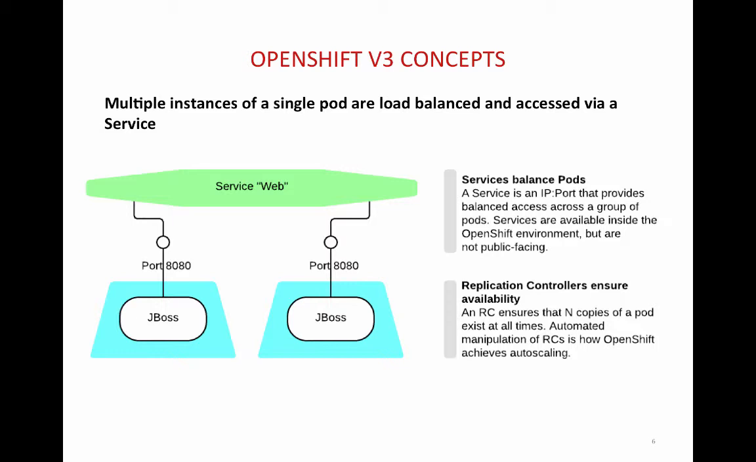There is another concept called a service, which load balances a group of pods of the same type together. Think of it as multiple instances of a single pod. They are all load balanced via the service. Each pod gets a label, and a service would use a label. In this case, web is the label, and both these pods are the same type of pods, and they are getting the label web. These two pods are grouped together by the service, and they are load balanced.